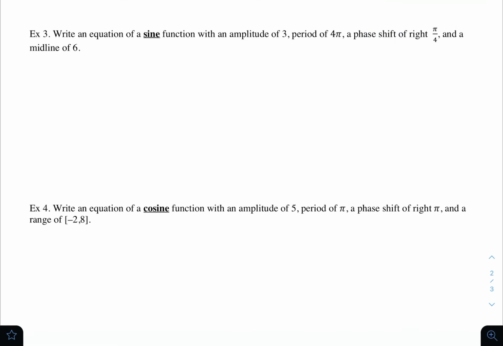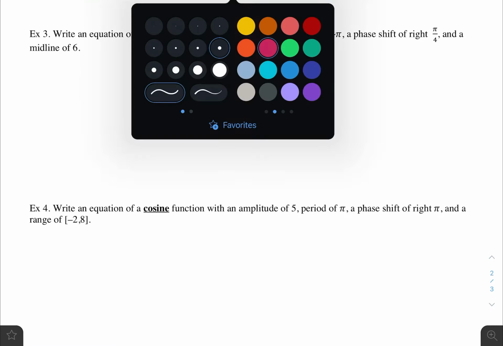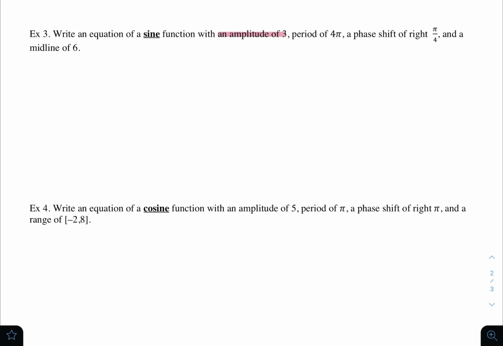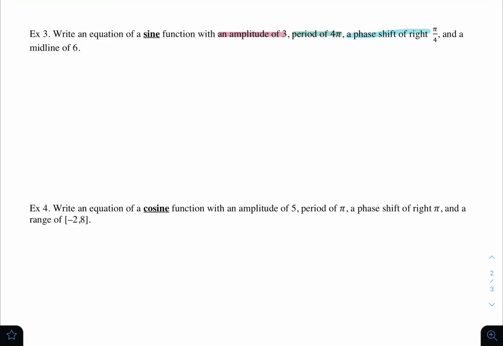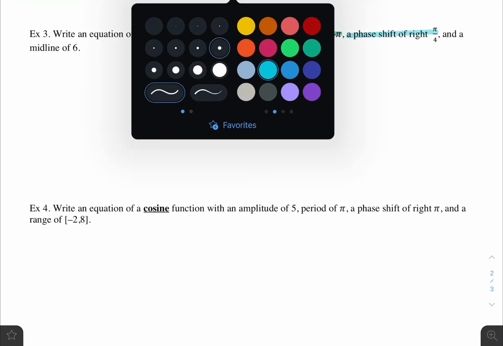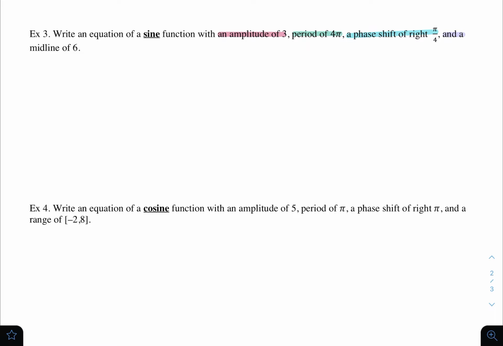If you're watching this video, this means that you might need some guidance and help for example number 3. So, if we take a look, it says to write an equation of a sine function with an amplitude of 3, a period of 4 pi, a phase shift of right pi over 4, and a midline of 6. So let's start off and fill in our blanks.